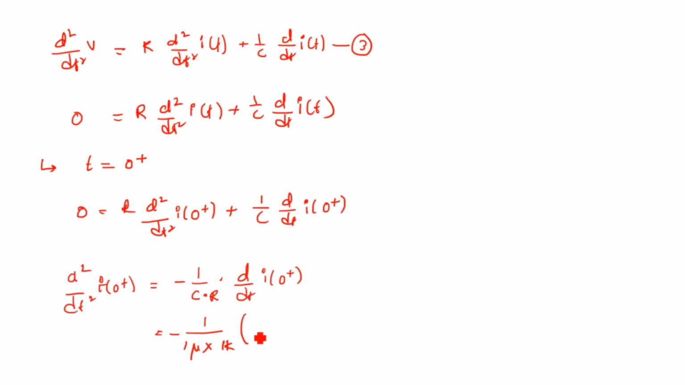It is what? Minus 100. So minus into minus is plus. It is 1000 divided by 1 milli. So what is this answer? Tell me the final value of d square by dt square of I0 plus. Unit is amperes per second square.